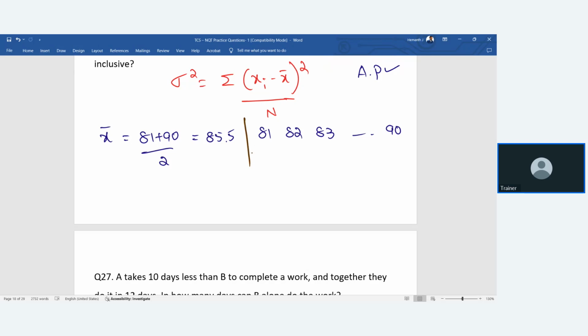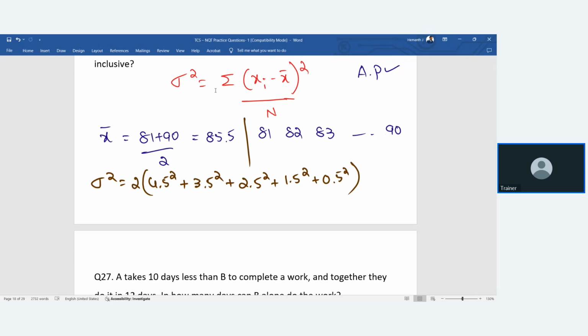So we need 4.5 whole square, so I have to do those 10 terms. So 4.5 square, then 3.5 square, then 2.5 square, then 1.5 square, then 0.5 square, then 0.5, like that it will come 2 times. Why, sir? It's going minus and plus both, no? So xi is less than x bar, or xi is more than x bar, you can do double time, it will come.